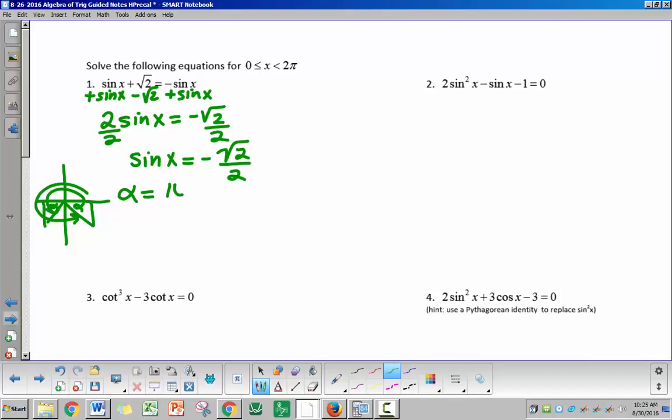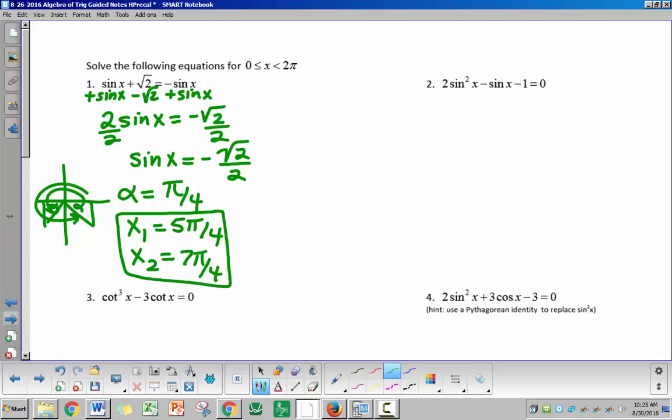Very nice. You guys are finishing my sentences before I get them out. That's a good sign. So what is theta 1 here? Or x1, I should say, because my variable is x. That's good. x is 5 pi over 4 because it's the quadrant 3 pi over 4 angle. Quadrant 4, pi over 4 angle is 7 pi over 4. Look at that. You did your first more complex equation.